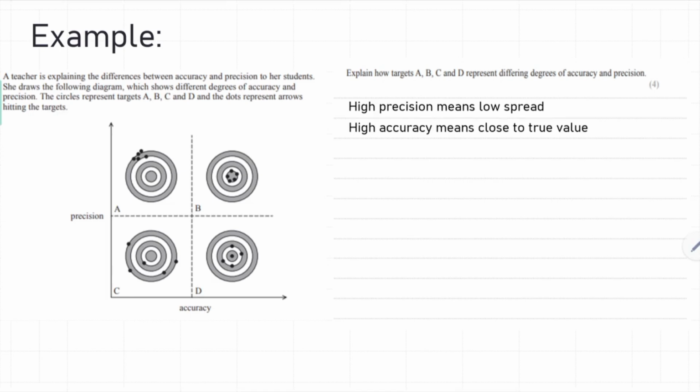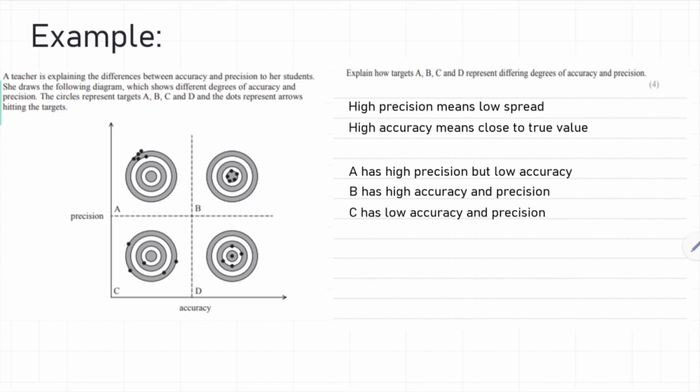So now we need to be talking about the targets. Target A has a high precision but a low accuracy, as all the points are close together but far away from the center of the target. B has a high accuracy and precision, as all the points are close together and they are close to the center of the target. C has a low accuracy and precision, as all the points are far away from each other and far away from the center of the target.